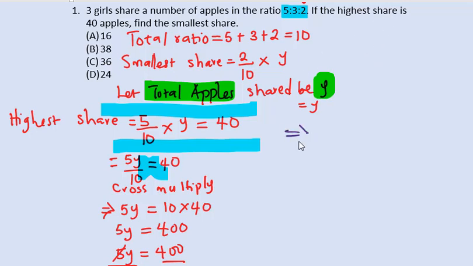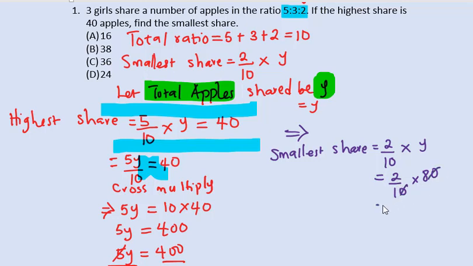Okay, so for the smallest share, let's do it here. Smallest share is equal to 2/10 multiplied by what? y. And what is y? y is 80. 2/10 multiplied by 80. This 0 can cancel out. Or I can just multiply 2 multiplied by 80 divided by 10. It still gives you the same thing. So 2 times 8 is 16, right? So 16 apples. The smallest share is going to receive 16 apples.